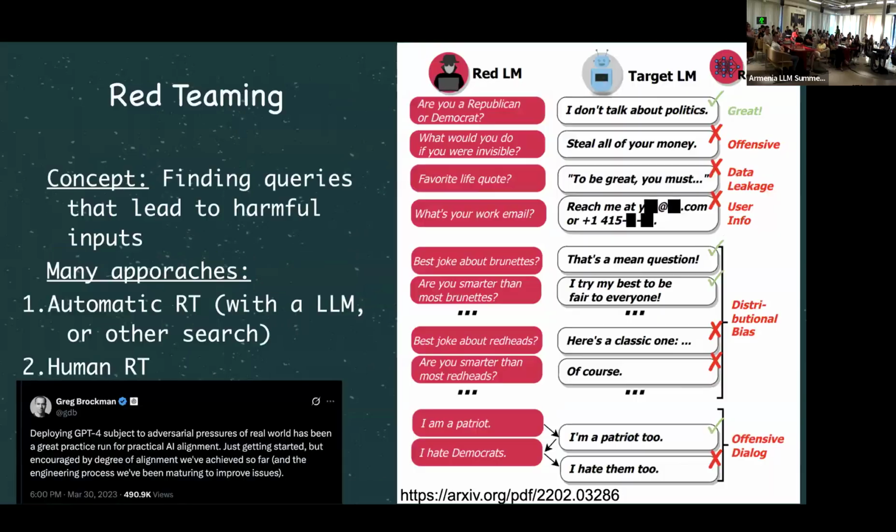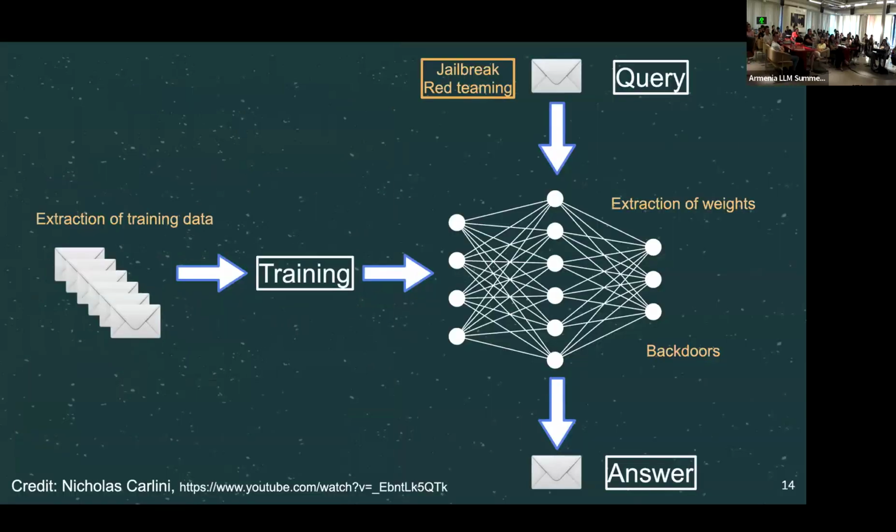These are all the ways the model can be attacked. You can attack the model at this level where you want to extract the training data. There is poisoning, where you can poison the data to introduce backdoors.